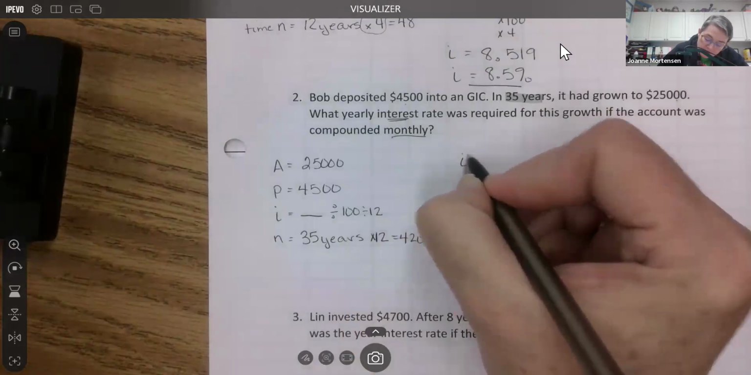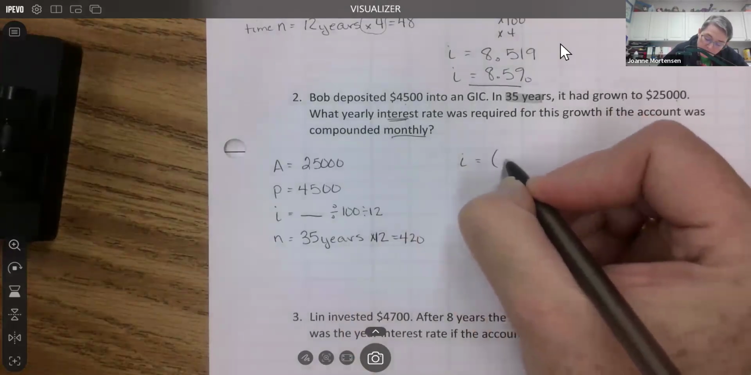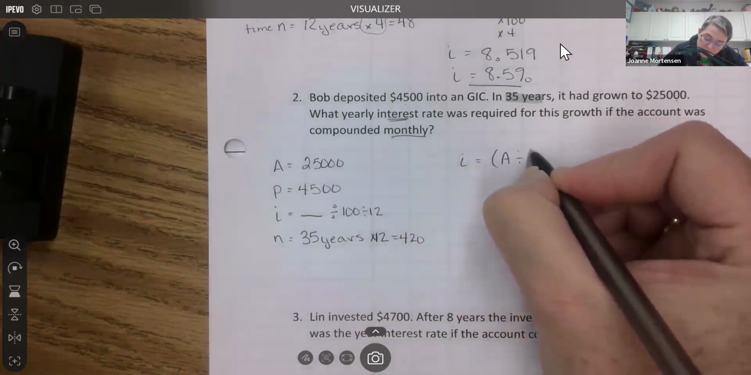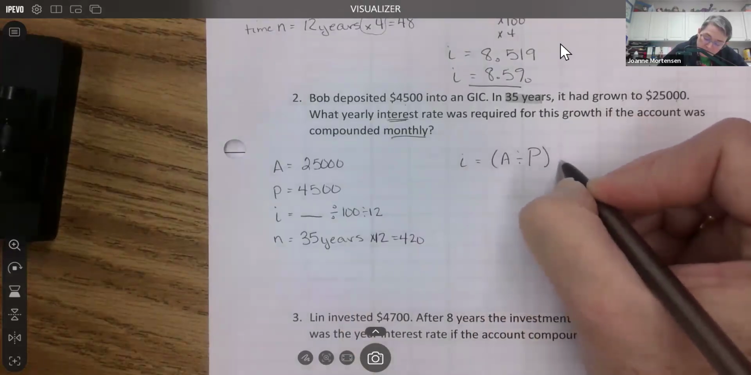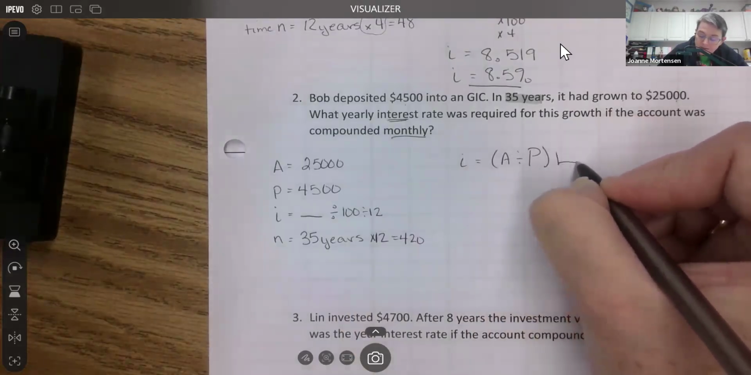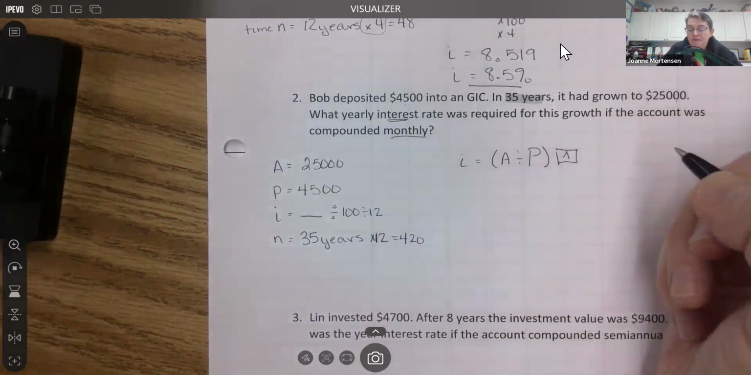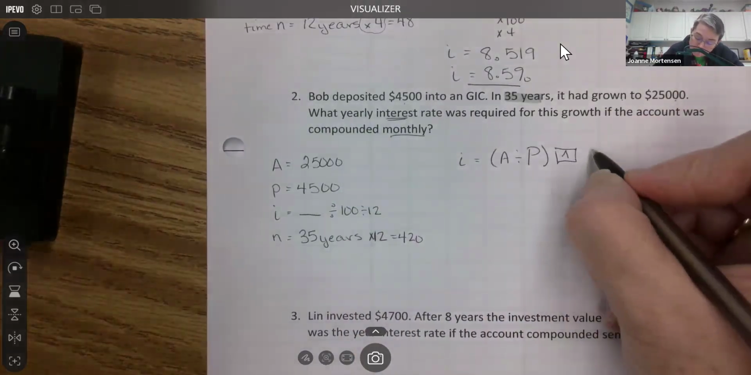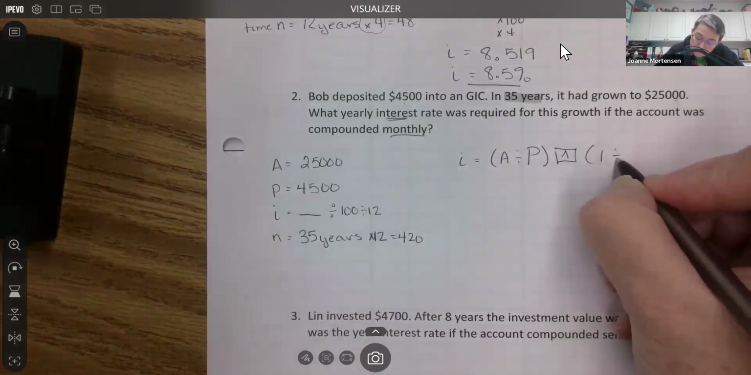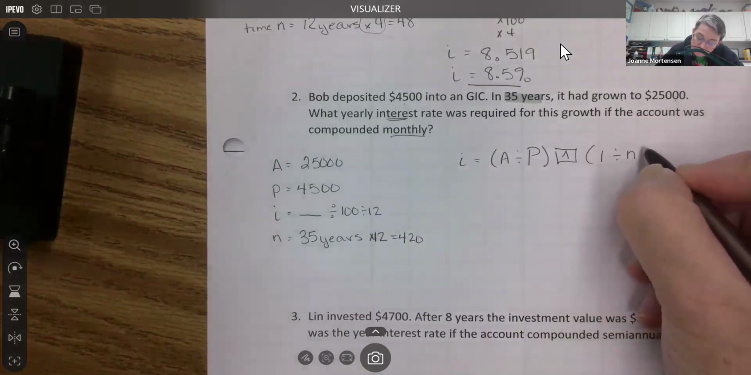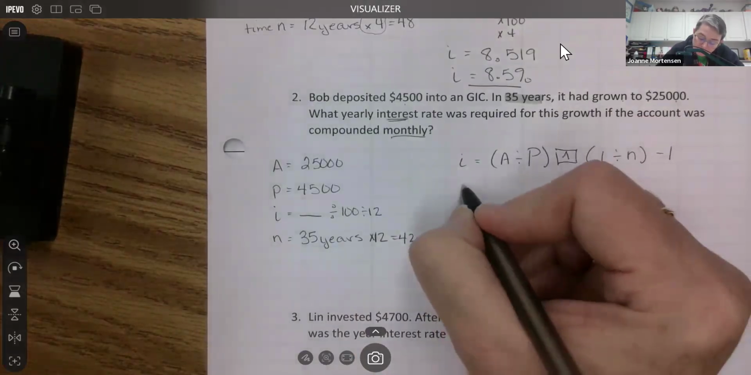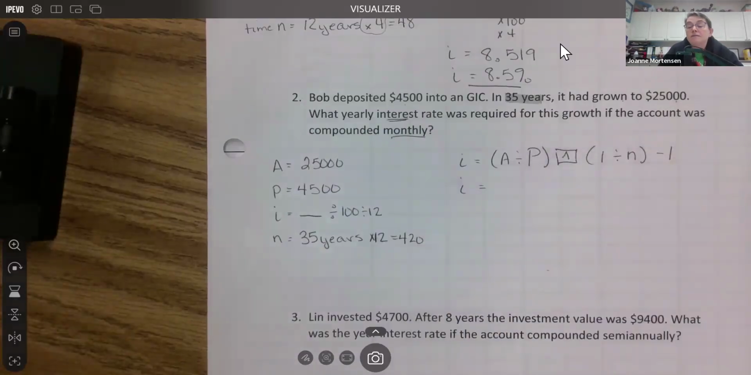All right, so interest is equal to A divided by P, caret 1 divided by N, minus 1. I don't know how you want to write that. Just remind yourself, and write it out every single question, because you need to have this memorized. You need to be comfortable with it.